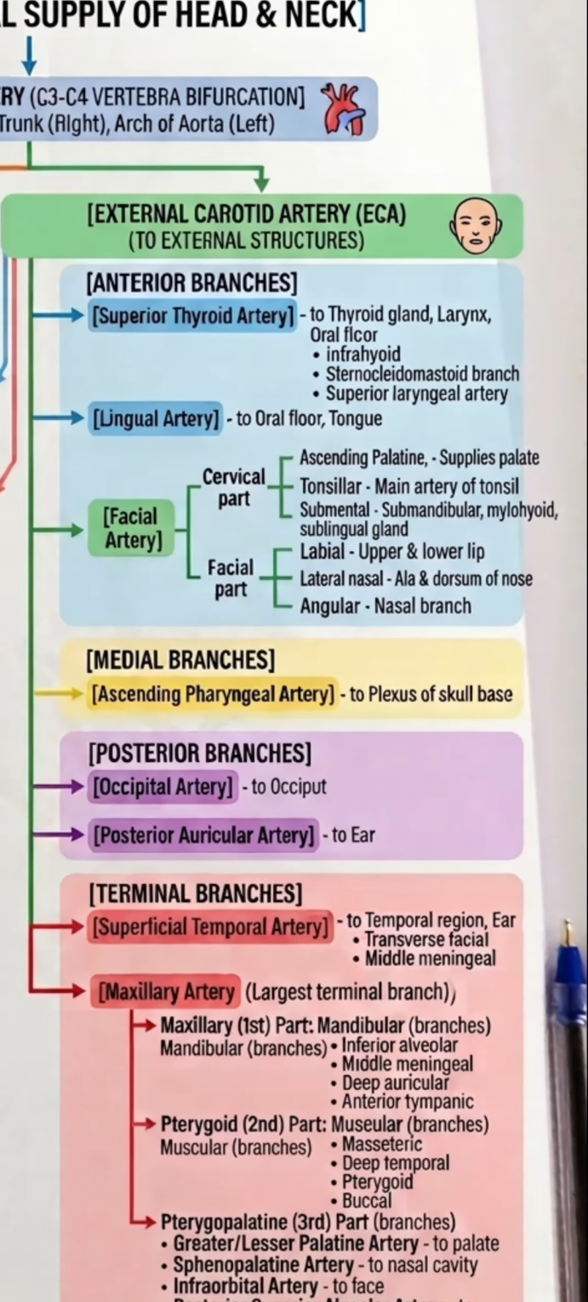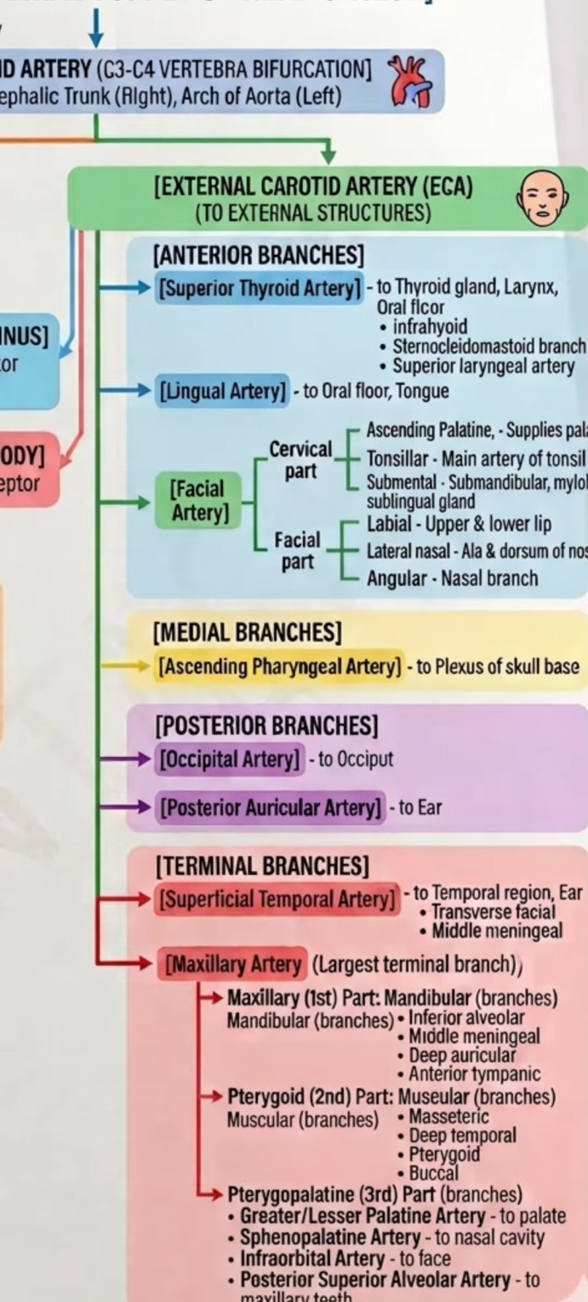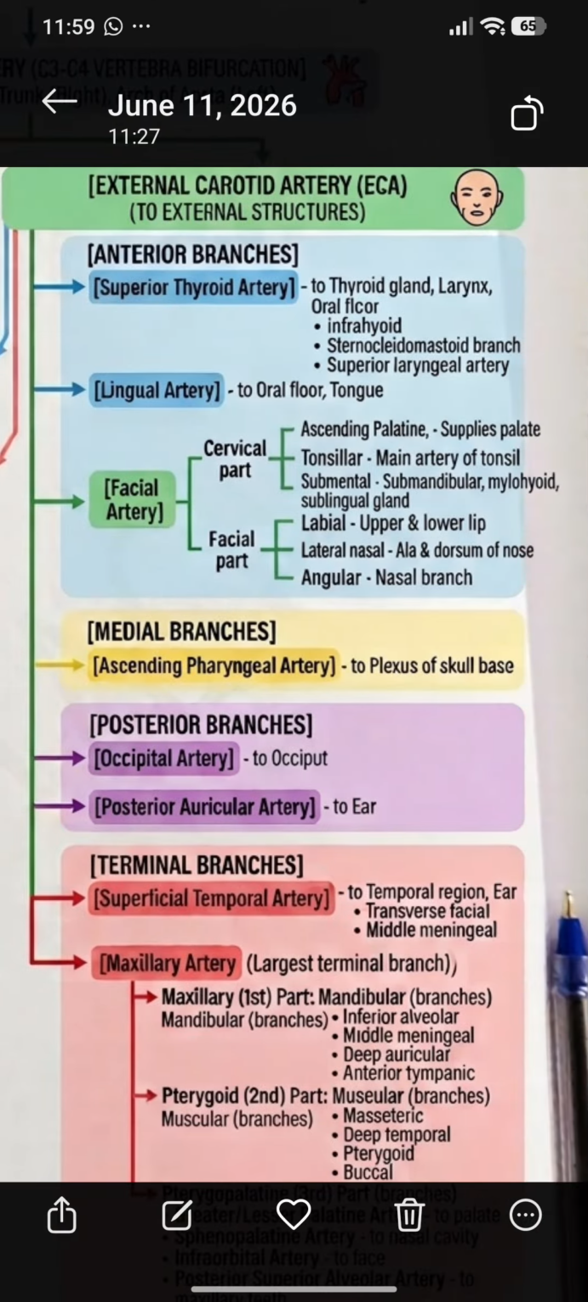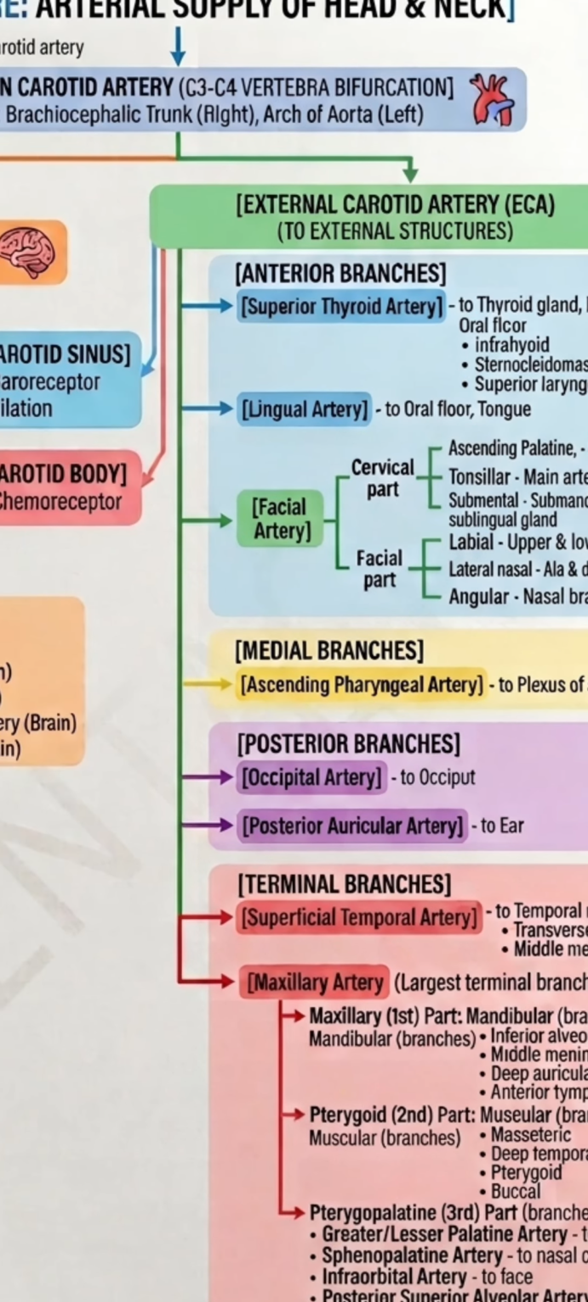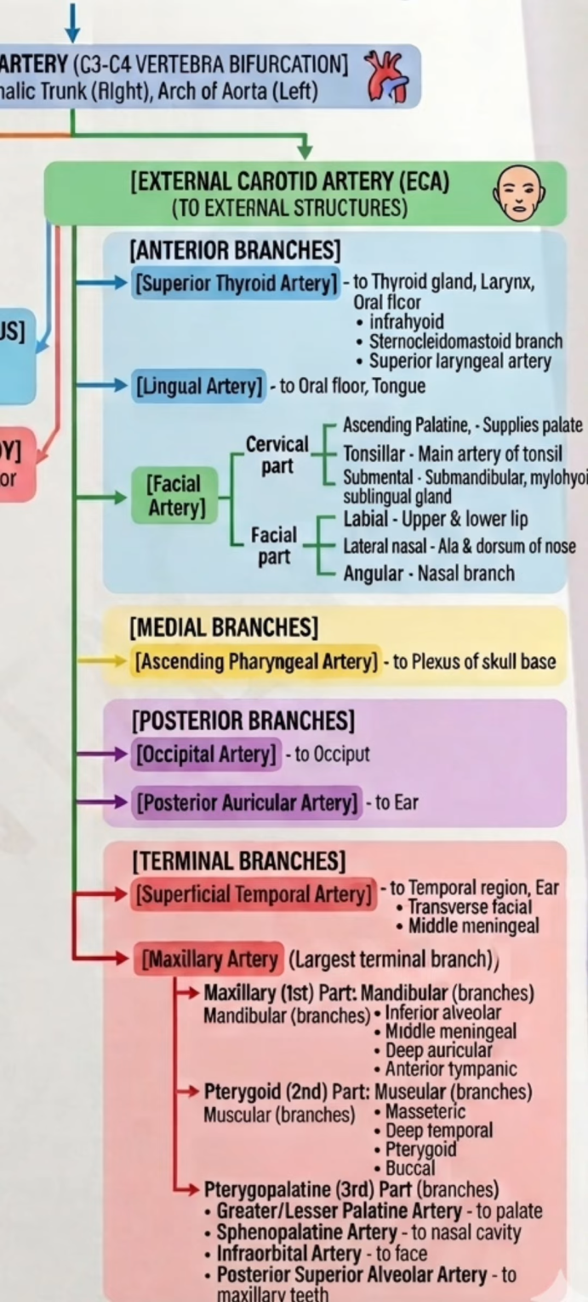We have covered the facial artery, cervical and facial parts. In the cervical part: ascending palatine artery supplies the palate, tonsillar artery, submental and glandular branches. In the facial part: inferior labial artery, superior labial artery, lateral nasal, and it terminates as the angular artery. Then the medial branch is the ascending pharyngeal artery, which supplies the plexus of the skull base. Clear? Then the occipital artery arises from the posterior part of the external carotid artery.